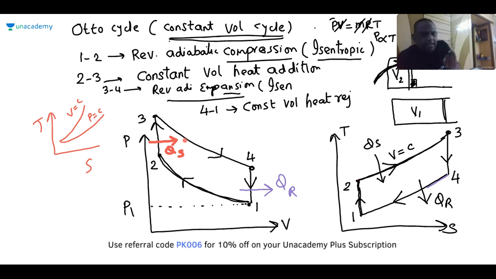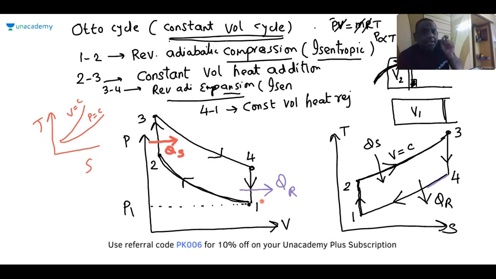During Otto cycle, whatever the heat transfer is occurring, it is occurring in 2 to 3 and 4 to 1. From 1 to 2 there is no heat transfer, because it is adiabatic. From 3 to 4 there is no heat transfer, because it is adiabatic. 2 to 3 heat supply, 4 to 1 heat rejection.